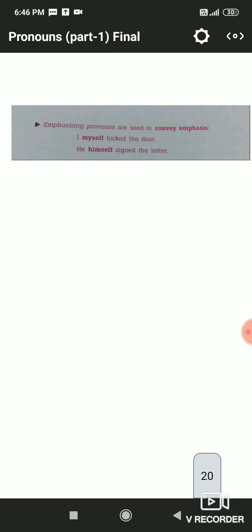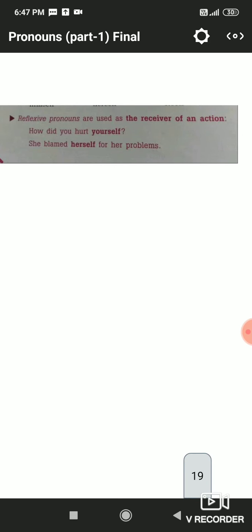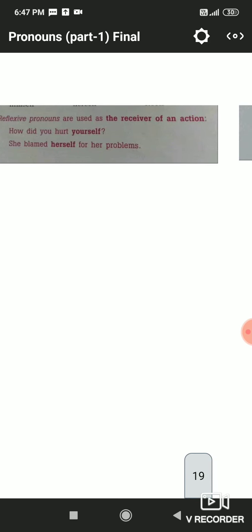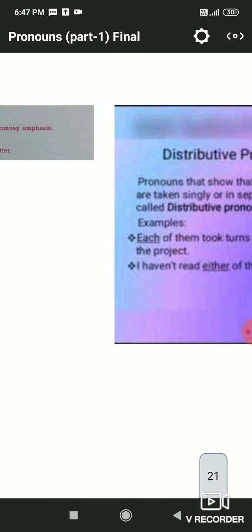But emphatic pronouns are used to convey emphasis. Here object is not there. I myself locked the door. Here object is different and subject is different. I myself, it is used here to emphasize that it is me who locked the door. So when we have to emphasize, then we will use emphasizing pronoun. When the doer of the action is the receiver of the action, that kind of pronoun is known as reflexive pronoun.